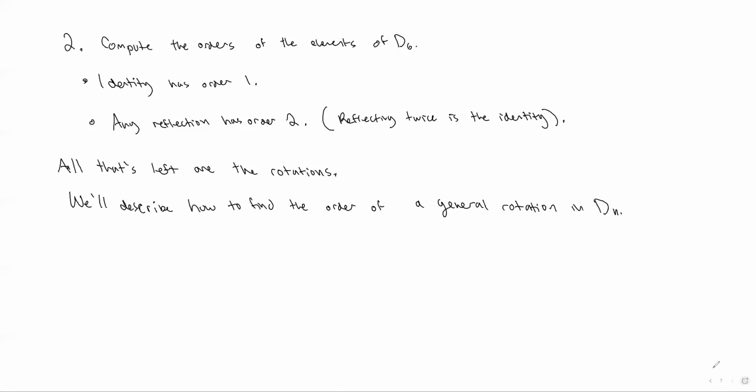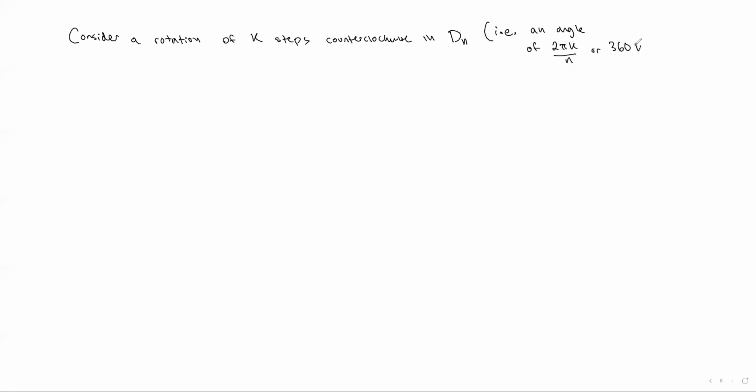So yeah, how do we do this? So consider a rotation of k steps counterclockwise in Dn, i.e. an angle of 2 pi k over n or 360 k over n.